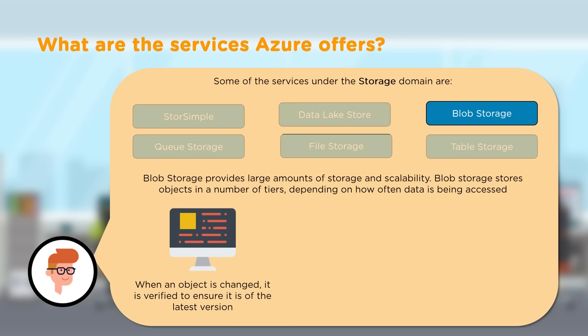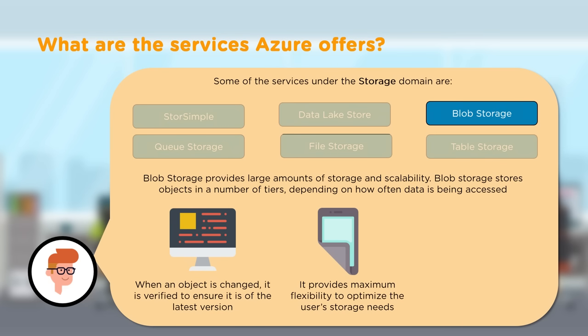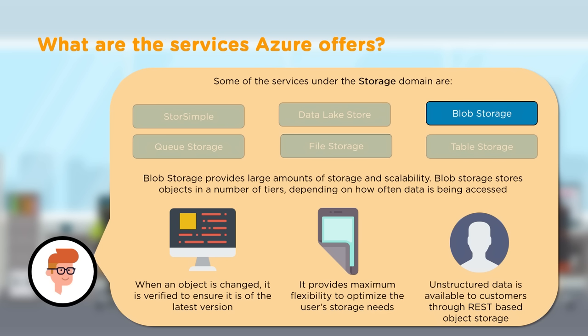Not only that, in addition to all that we mentioned, it also supports versioning. So anytime somebody updates data, a new version gets created, which means at any point I can roll back as and when needed. And it provides a lot of flexibility in optimizing the user's storage need. It also supports tiering of the data. So based on need, when I actually explore, I would find a lot of options I can pick from that suit my unique storage environment or unique storage need. And like I said, it stores unstructured data, and this unstructured data is available for customers through a REST-based object storage environment.